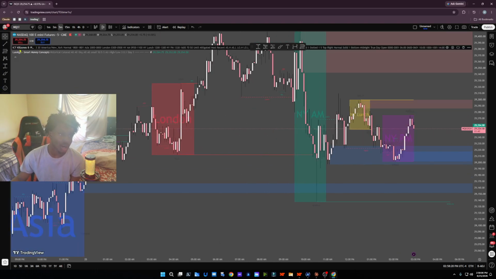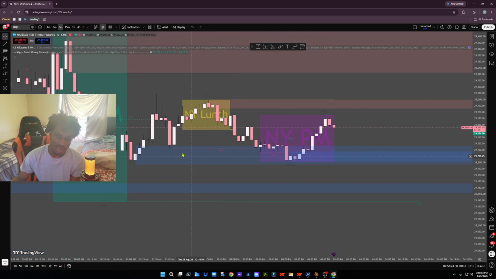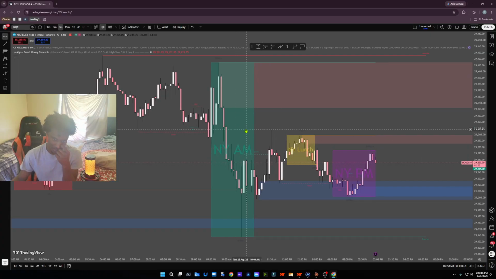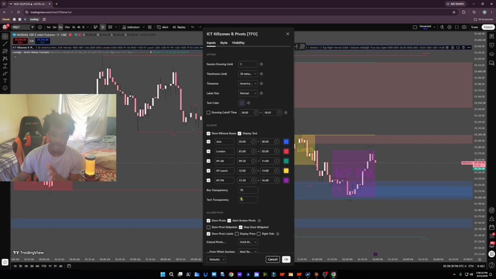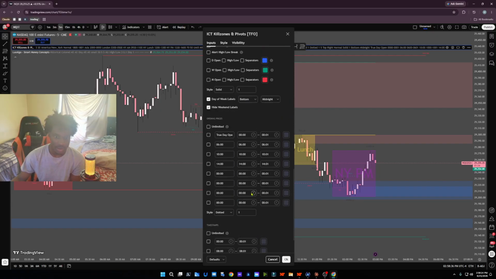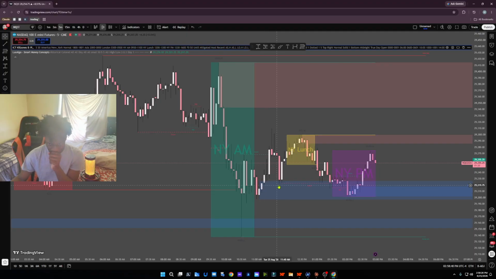This is called ICT Kill Zones. It also marks out the sessions, the New York AM, the highs and lows of the market. I recommend these. These are my settings for this indicator right here, style and visibility. You can slow the video down, you can pause it, do whatever you like, so you could use that indicator for yourself.